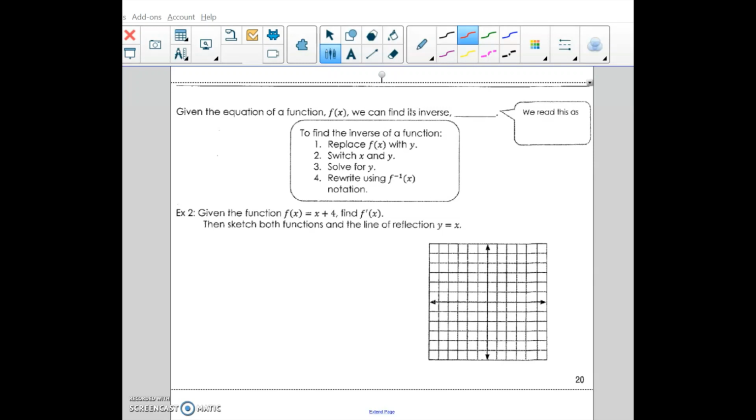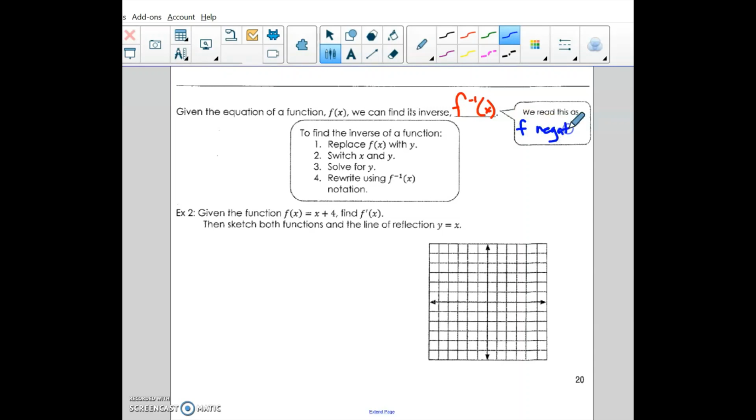Okay, now that we know what an inverse is, we now have to create an inverse from a given function. So given an equation of a function, f of x, we can create its inverse, which is written f negative 1 of x. That's not really a whole lot of space for me to write that, but I'll do the best I can. f negative 1 of x. So f negative 1 of x, and that's what we call it. The negative 1 symbol as an exponent is the symbol for an inverse. So this right here is a must.